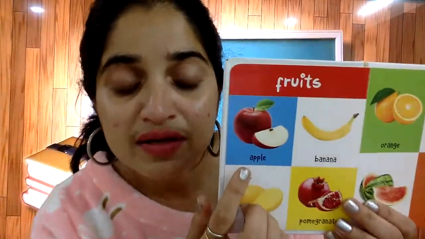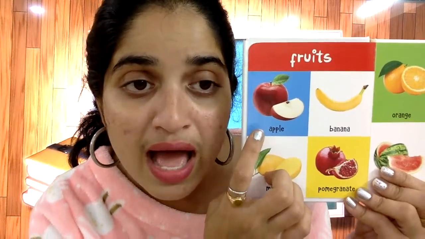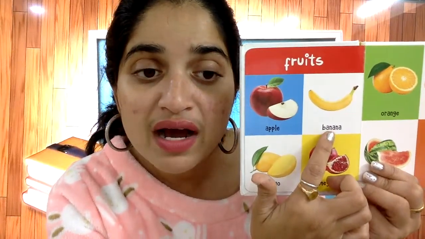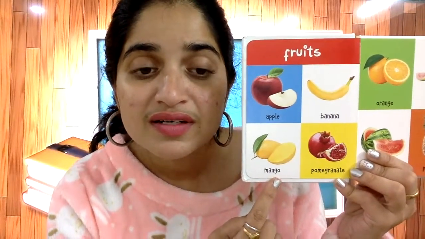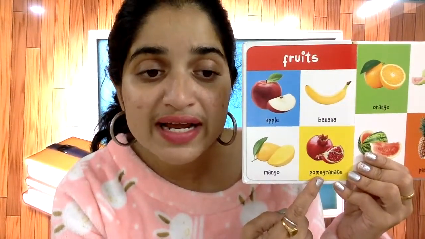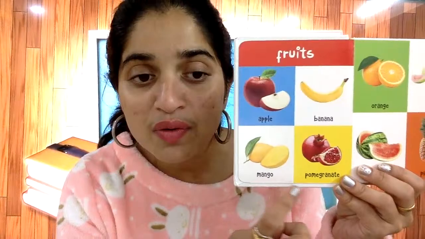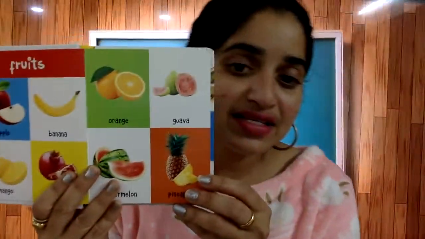All right, children. Fine. Now, look here. Can you look here and tell me which fruit is this one? It's an apple. Apple. And this is banana. Which fruit is here? It's a mango. Which fruit is this, children? It's a pomegranate. Now, can you name some of the fruits which we have discussed now? Apple, banana, mango, pomegranate.